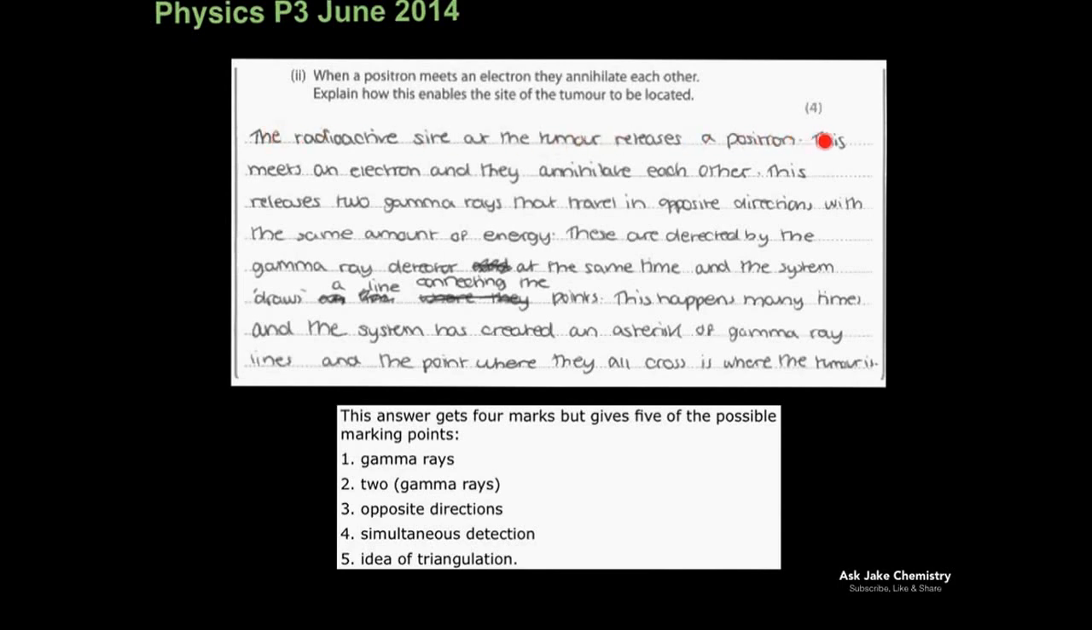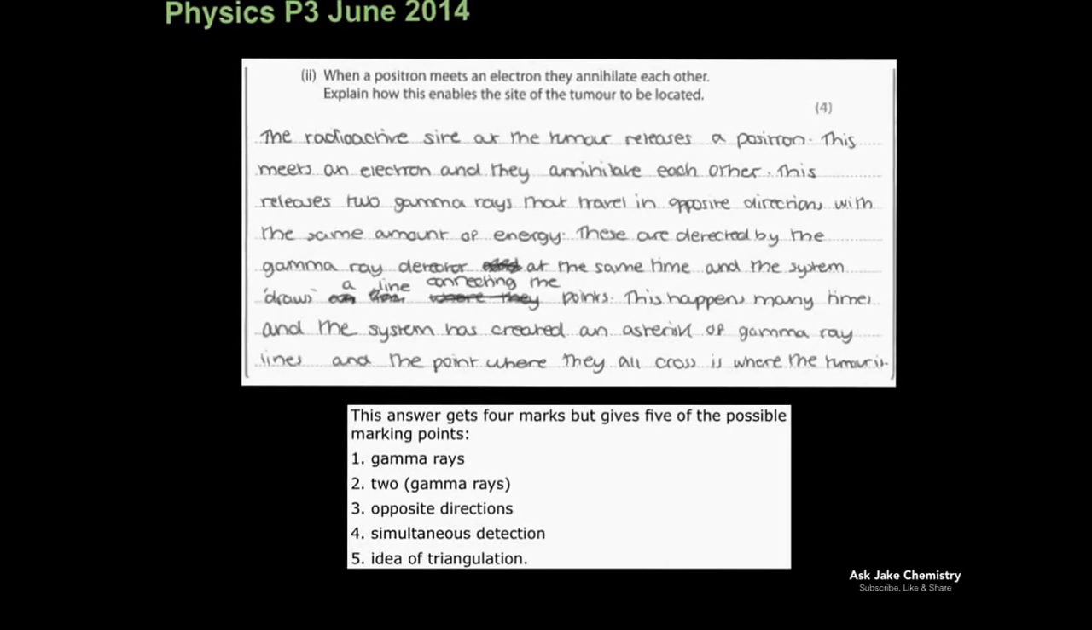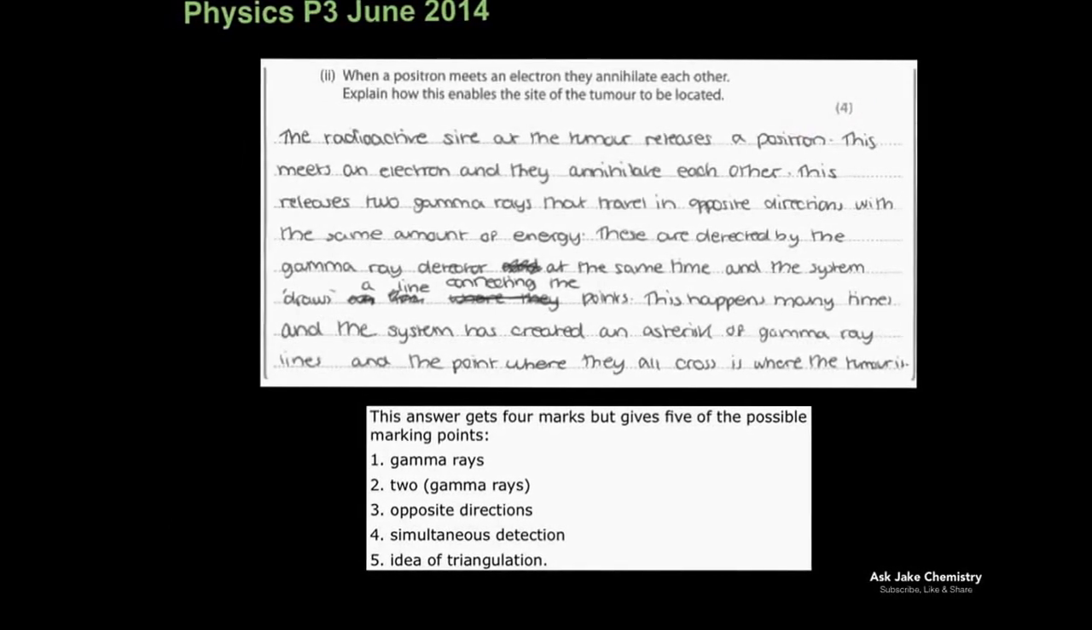The radioactive site of the tumor releases a positron. This meets an electron and they annihilate with each other. This releases 2 gamma rays that travel in opposite directions with the same amount of energy. These are detected by the gamma ray detector. At the same time it draws a line connecting the points. This happens many times. The image is created from the gamma rays crossing where they meet at the tumor. So it's about triangulation. Say that rather than saying lots of different points, because of course there are lots of different points, because electrons are always in your body. You're getting a positron, they annihilate, and then you get gamma rays, which are then detected by the PET scanner. So make sure you mention this and you'll get 4 marks.